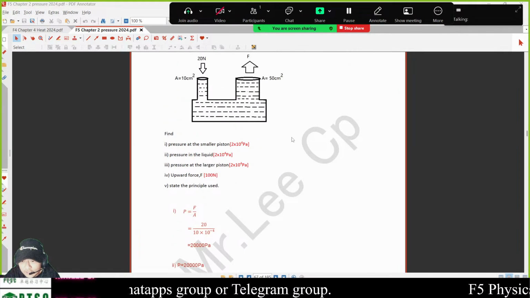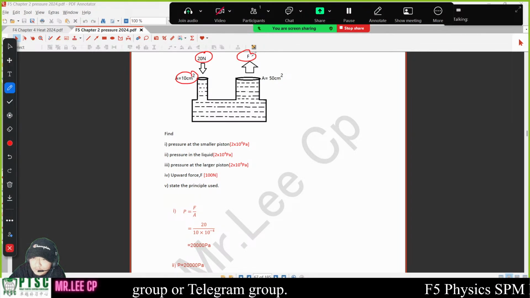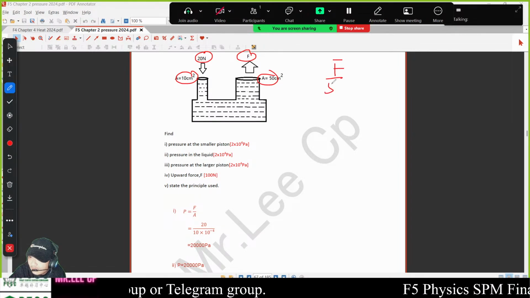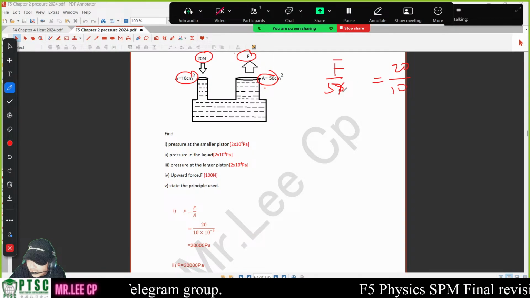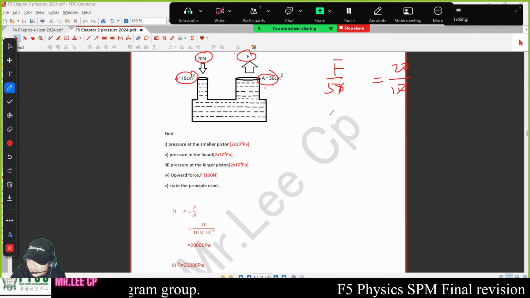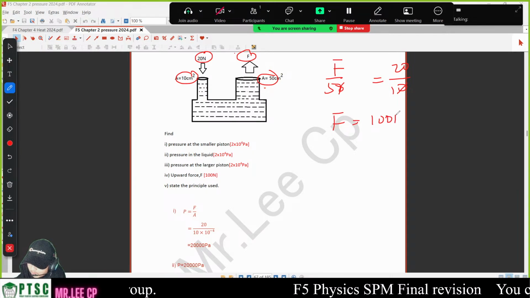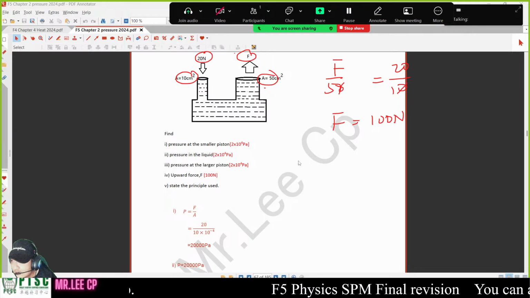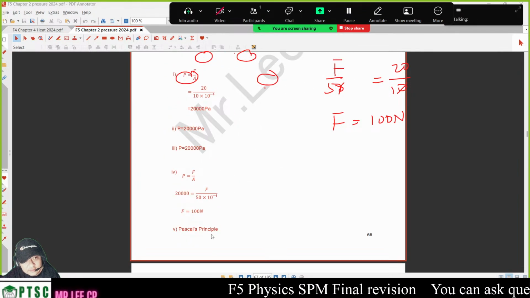So I use F1 over A1 equals F2 over A2: F over 50 is equal to 20 over 10. Cancel the 10, 5 times 2 is 10, you still have one more zero, so 100 Newton. If you use this, you get back to the same thing.